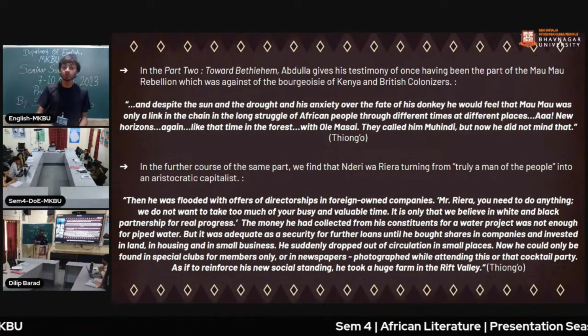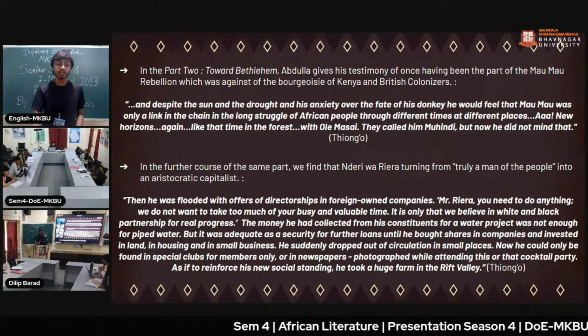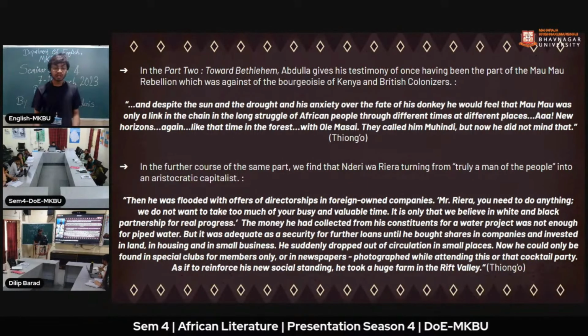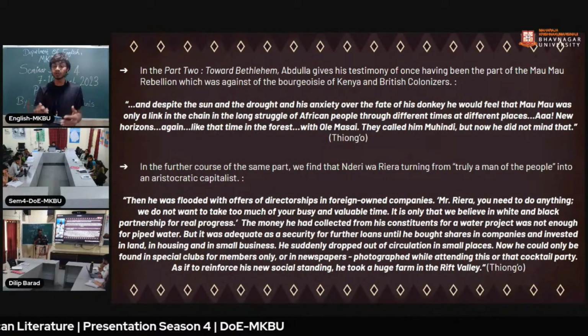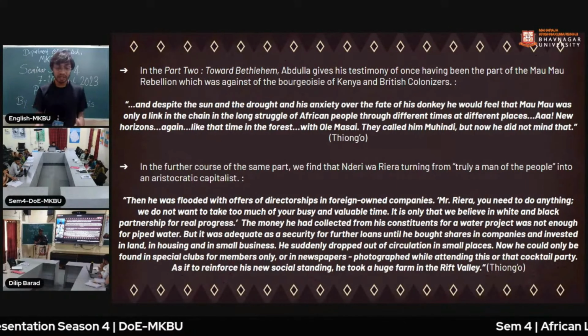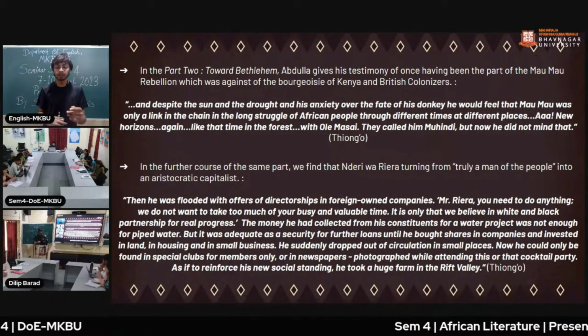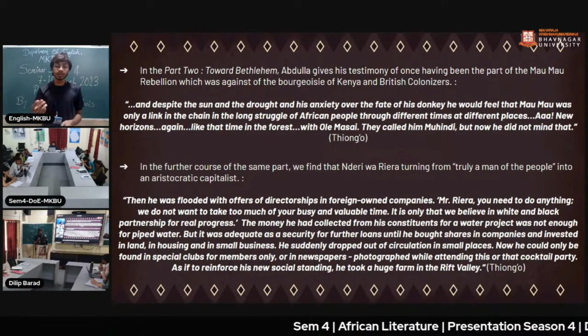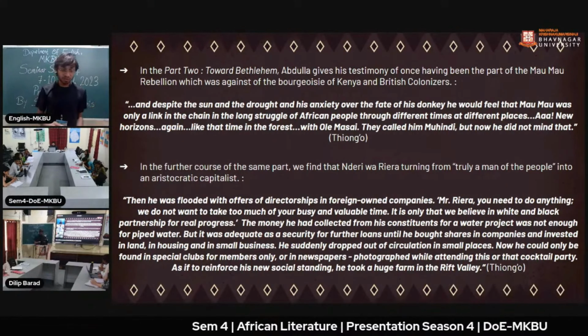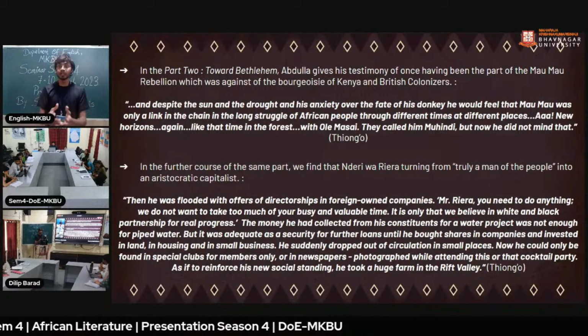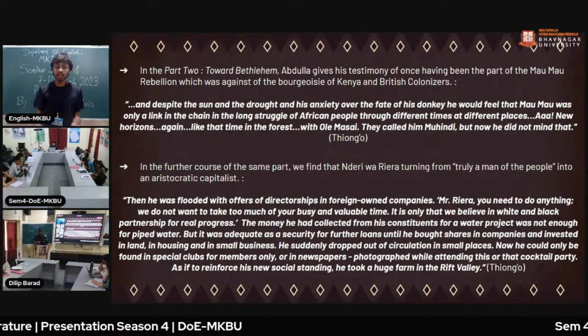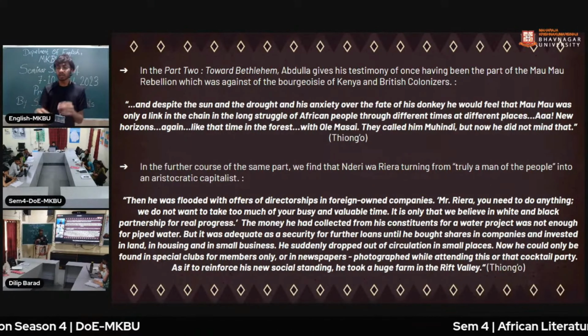So historical evidence can also be found within the textual evidence in this novel. So how he describes that: "And despite the sun and the drought and his anxiety over the fate of his donkey, he would feel that Mau Mau was only a link in the chain in the long struggle of African people through different times at different places. New horizons, again, like the time in the forest with Ole Masai." They called him Muhindi, but now he didn't mind that.